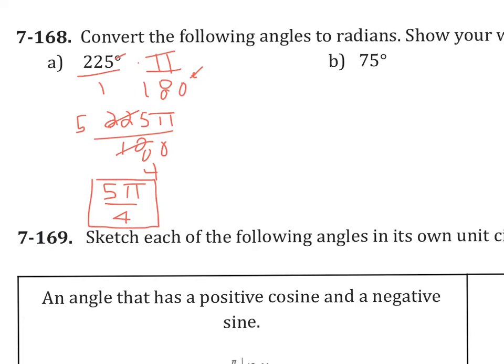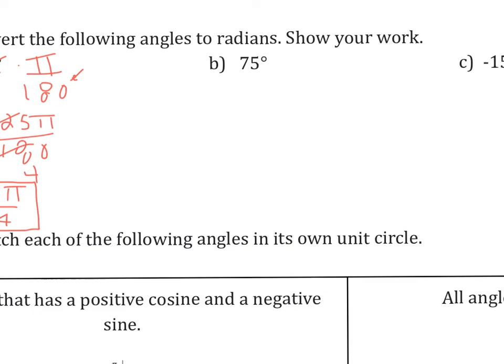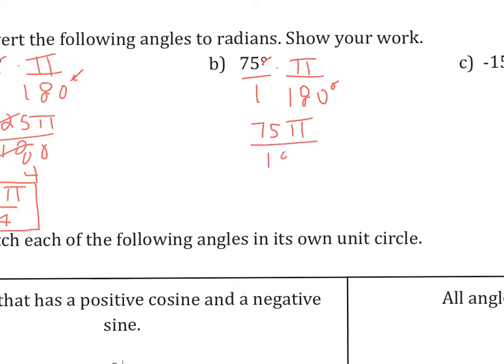So we do the same on the next one. We are going to multiply by pi over 180, so that those two things are equal. The degrees again will cancel. And then in this one we have 75 pi over 180. So we then can take 15 out of the top and 15 out of the bottom. We end up with 5 pi over 12. So that's our final answer after reducing.